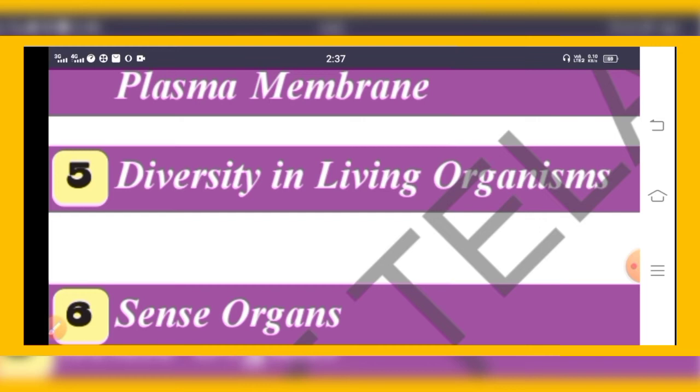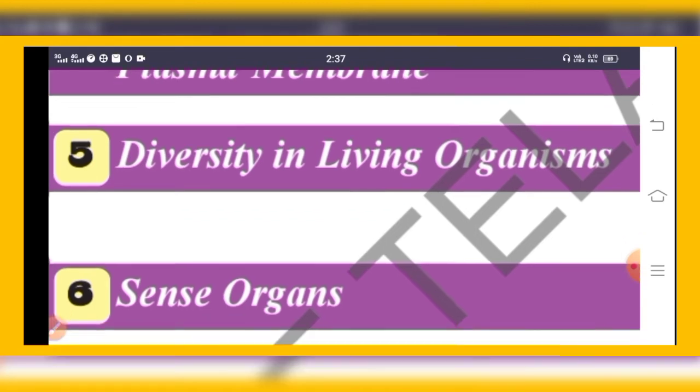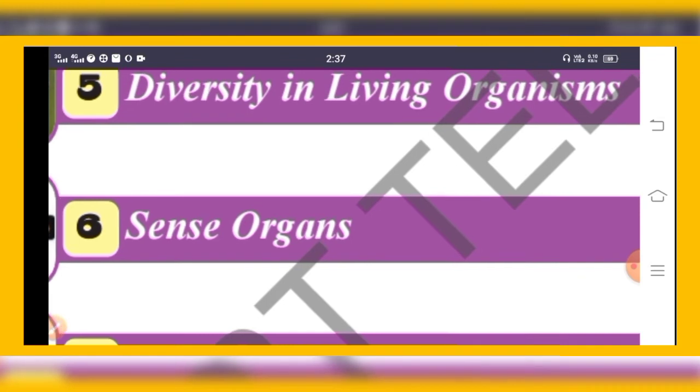Regarding diversity, for example, let us take a classroom. 40 members are there, and each member is different in height, color, and weight. In this way they have diversity among those people. Sense organs are most important to organisms, to sense whatever is happening in the surroundings.